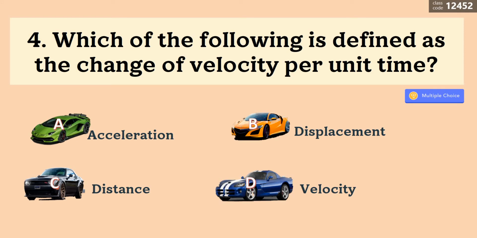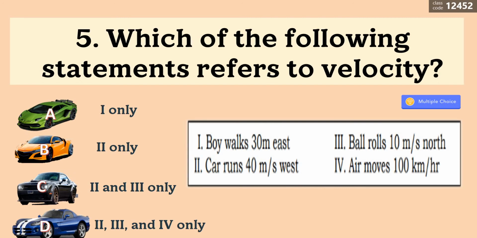Which of the following is defined as the change of velocity per unit time? A. Acceleration. B. Displacement. C. Distance. D. Velocity. Very well said. That is correct. It's letter A, acceleration. Number 5 question. Which of the following statements refers to velocity?